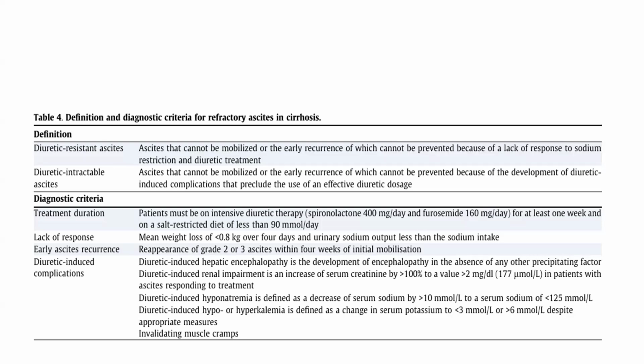Now, diuretic-induced complications. Diuretic-induced hepatic encephalopathy is development of encephalopathy in the absence of any other precipitating factor. Diuretic-induced renal impairment is an increase in serum creatinine by 100% to a value of more than 2 mg per dl in a patient with ascites responding to treatment. Diuretic-induced hyponatremia is defined as a decrease in serum sodium by more than 10 mmol per liter to a serum sodium of less than 125. Diuretic-induced hypo or hyperkalemia is defined as a change in serum potassium to less than 3 or more than 6 despite appropriate measures.